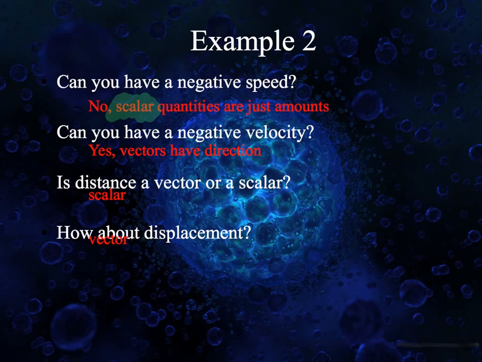Is distance a vector or scalar? Distance is just magnitude, therefore it is scalar. And displacement is always in reference to a starting point, so it has direction, and it becomes a vector.